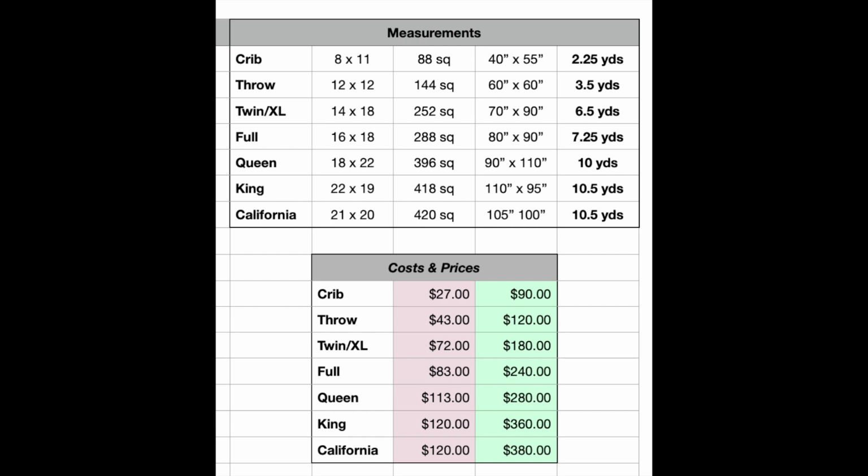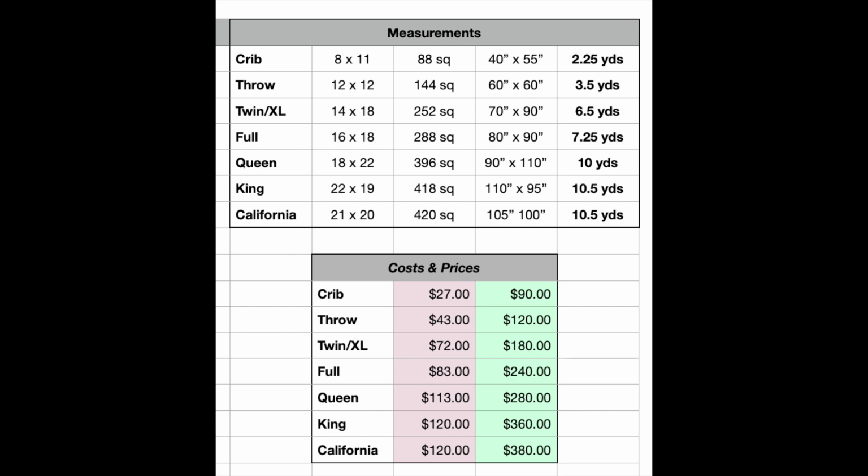I obviously want to make money with these quilts, but I also don't want to price myself out of my customer base. So again, another reason that I keep my costs so low is so that I can sell these quilts for a decent price and still make money.